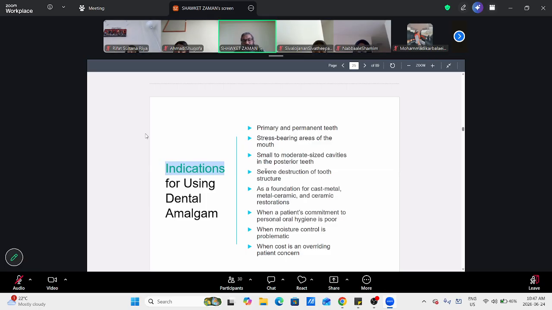It can be used for severe destruction of the tooth structures. When there is a severe destruction of the tooth structures, we need some support, so we can use this type of material. It can be used as a foundation for the cast materials to cover the tooth structures. When the patient's personal hygiene is poor, then we can use this one. And on the other hand, when moisture control is problematic.